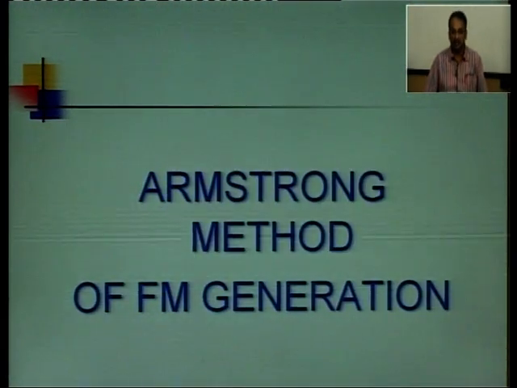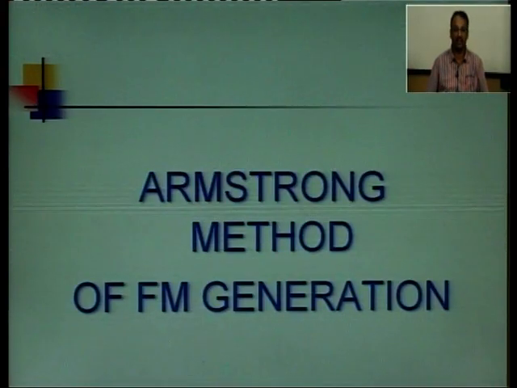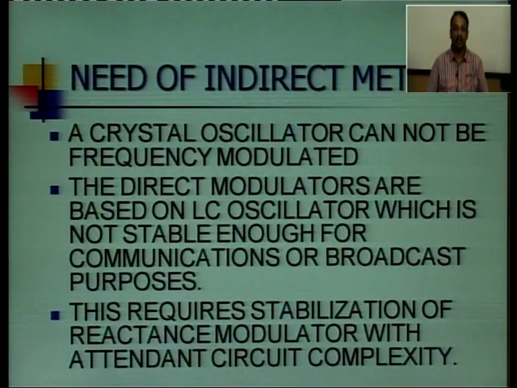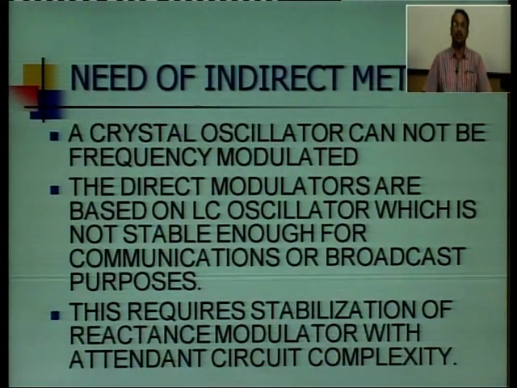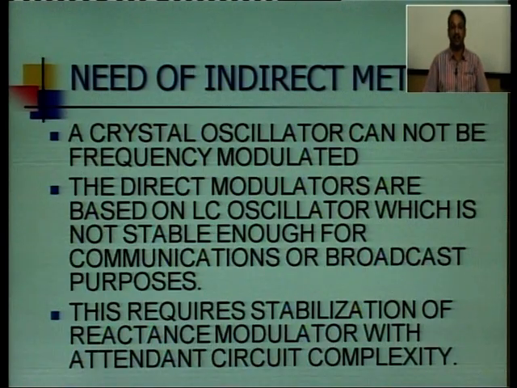So, these are the direct methods of frequency modulation, that are varactor diode modulator, VCO, that is voltage controlled oscillator, and then reactance modulator. Then next is the Armstrong method of FM generation. This is the indirect method of frequency modulation. What is the need of indirect method?